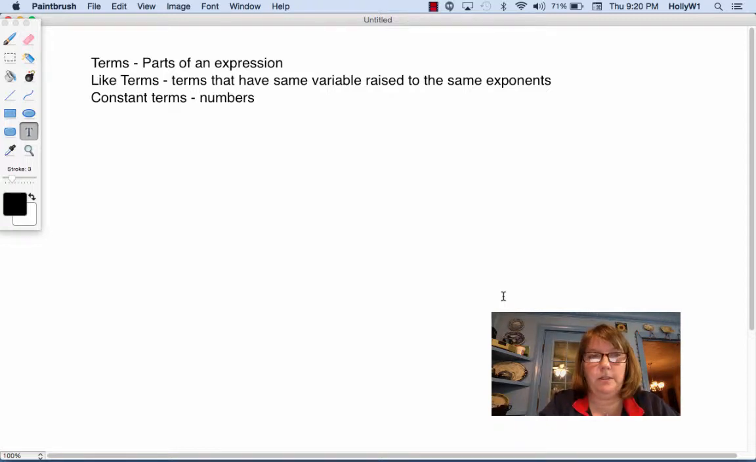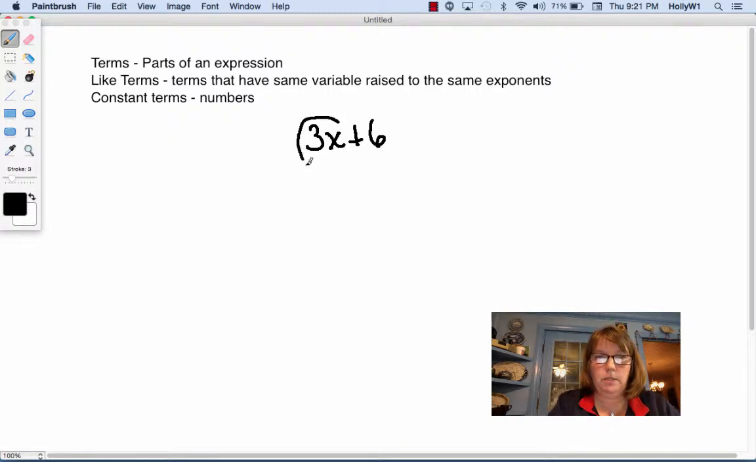So we're going to start talking about how we're going to get to the point where we can simplify an expression. So we have to get some vocabulary out of the way. The first bit of vocabulary is terms. Terms are part of an expression. So let's put an expression down as an example. If we have 3x plus 6, that is an expression. It is different than an equation. An equation has to have an equal sign in it. So terms are each part of the expression. In this case, 3x is a term and 6 is a term.